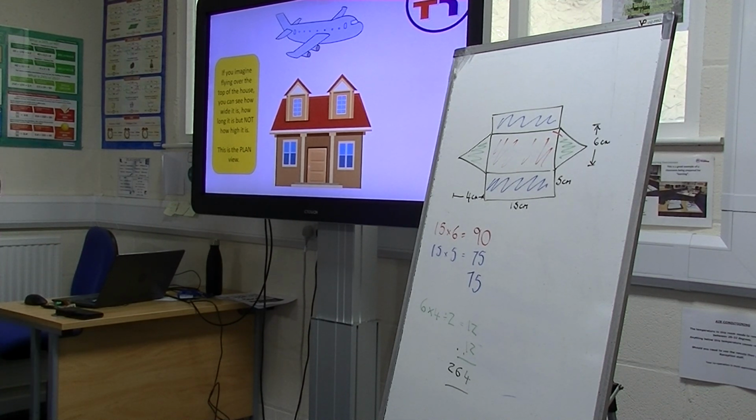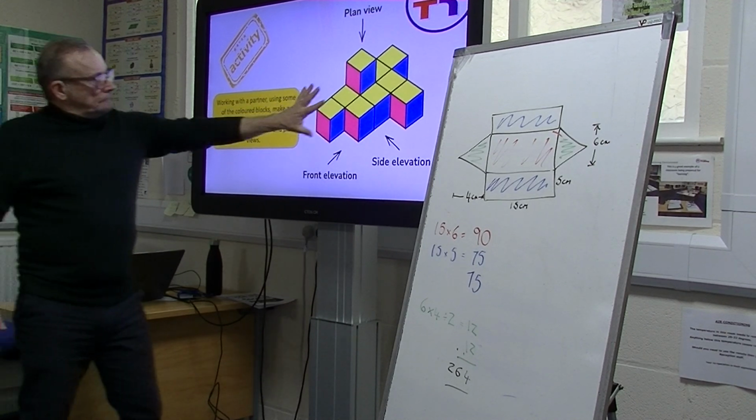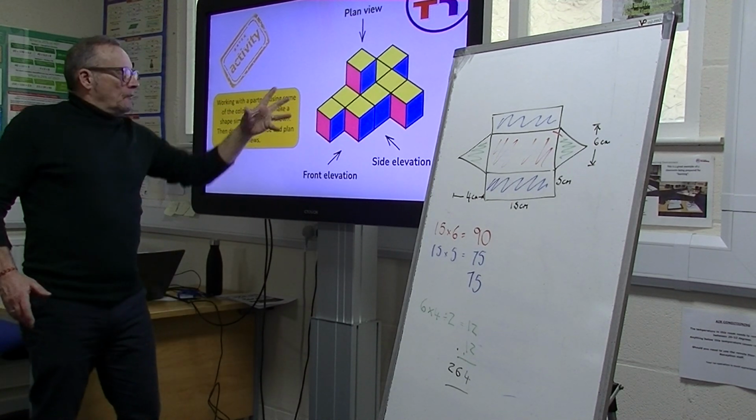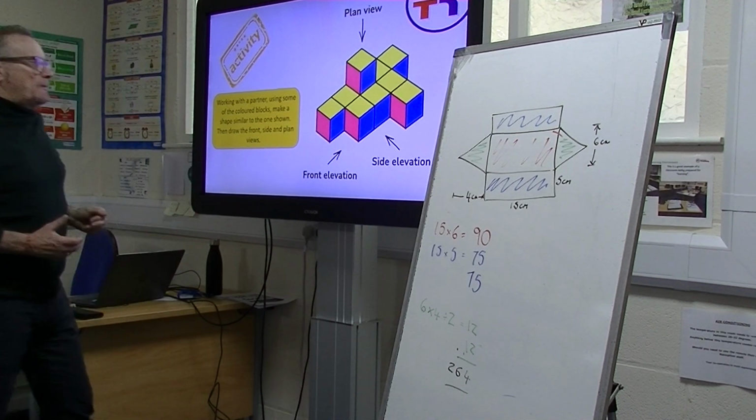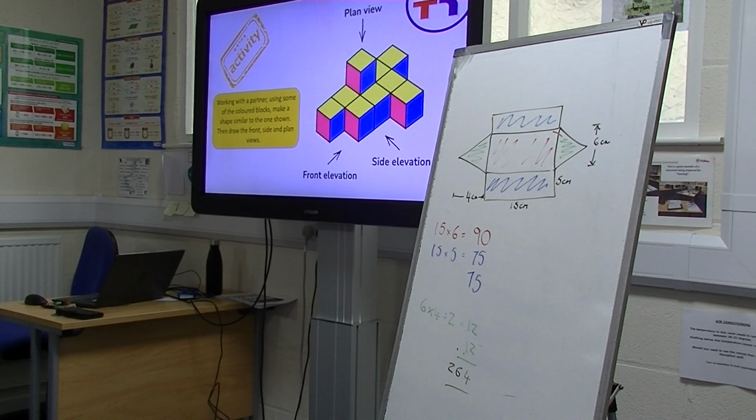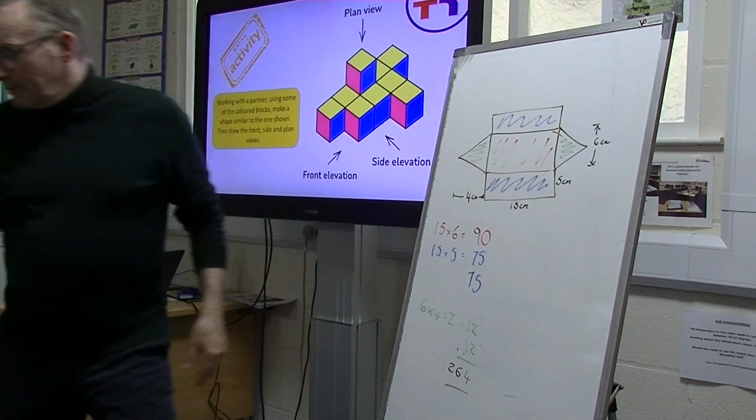So what you've got to be able to recognise is shapes like this. Okay? What's the plan, what's the front, what's the side? Okay, what would that look like as a front? What would it look like as the plan? What would it look like as a side elevation? So we're not going to do the partners with the blocks bit. I'm just going to rub it off on this board.